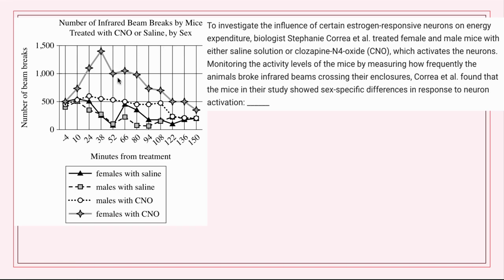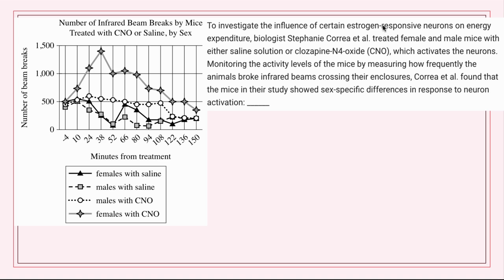I don't know what all this means, but it's good that I got an idea of what I'm looking at. To investigate the influence of certain estrogen-responsive neurons on energy expenditure, big words, we don't need to understand what they mean, biologists, blah, blah, blah, treated female and male mice with either saline solution or cyano, which activates the neurons. Okay, so the cyano stuff activates neurons. Monitoring the activity levels of the mice by measuring how frequently the animals broke infrared beams crossing their enclosures, they found that the mice in their study showed sex-specific differences in response to neuron activation. Okay, so it's short, but there's a lot of information here.